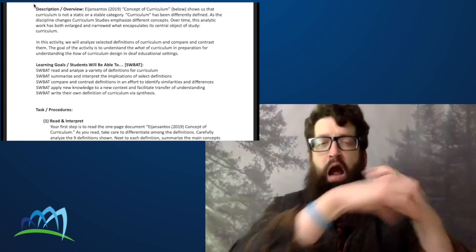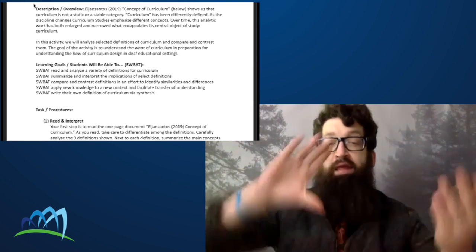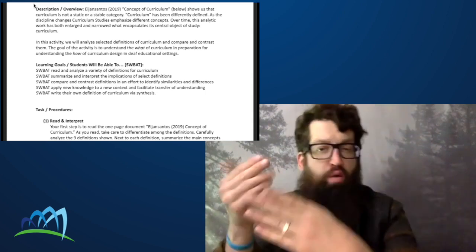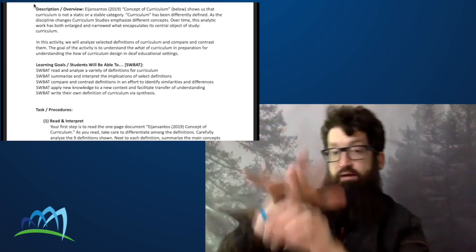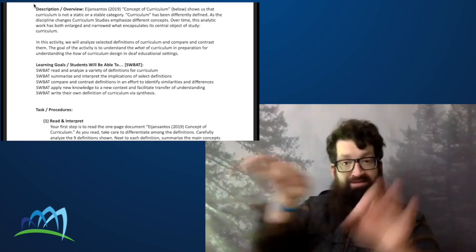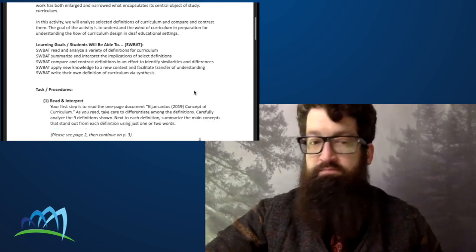First, you are going to read and analyze a variety of definitions of the curriculum. You'll summarize and interpret the implications of these definitions, compare and contrast them, identifying similarities and differences. You will apply knowledge to a new context, and you're going to write your own definition.